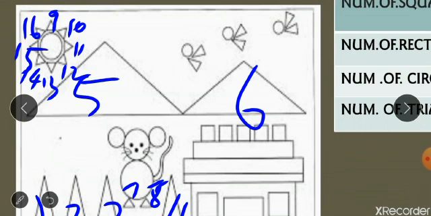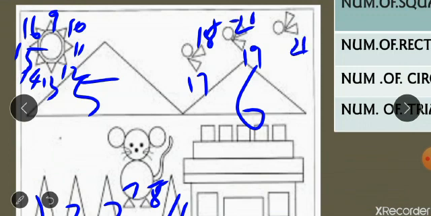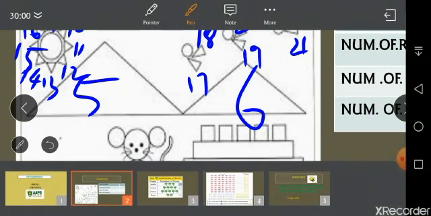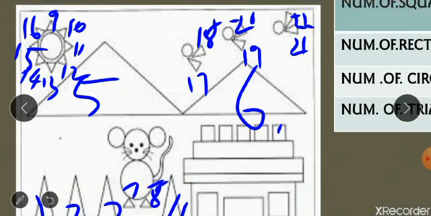Now come to the feathers, that is the wings of the bird. Here 17, 18, 19, 20, 21 and 22. Wow, it's the maximum number, isn't it? Of all the four shapes, the triangle is displayed the maximum number of times.